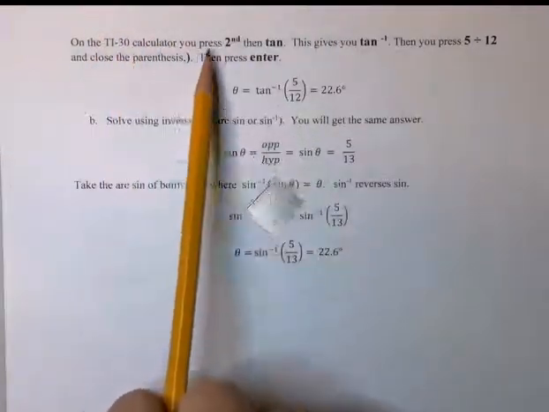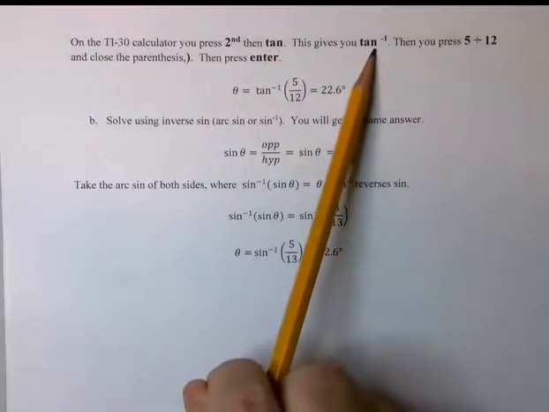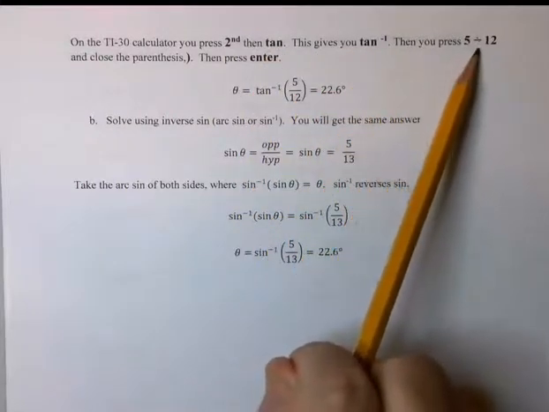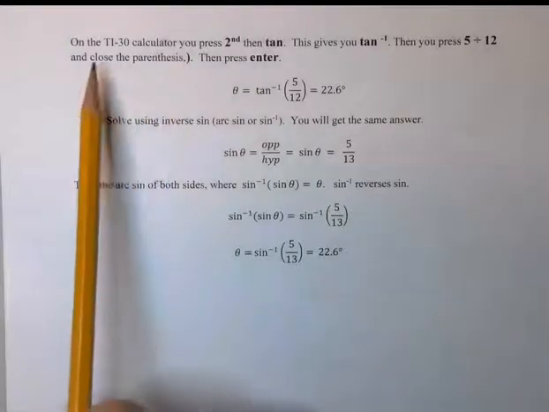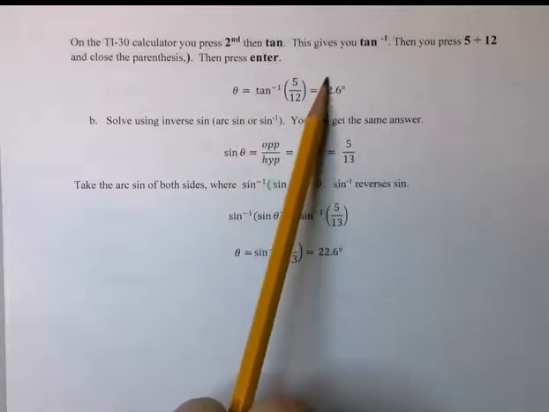Okay, and here I describe that process. On the TI-30 calculator, you press second and then tangent. This gives you the inverse tangent. Then you press 5 divided by 12. And then you close the parenthesis and then press enter. And that will give you the angle 22.6.